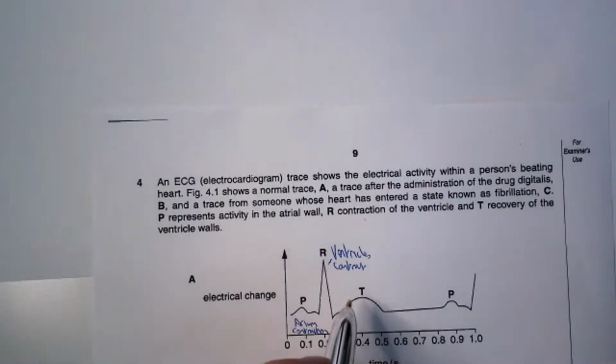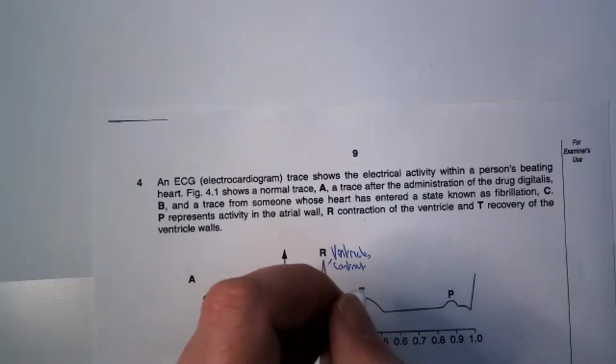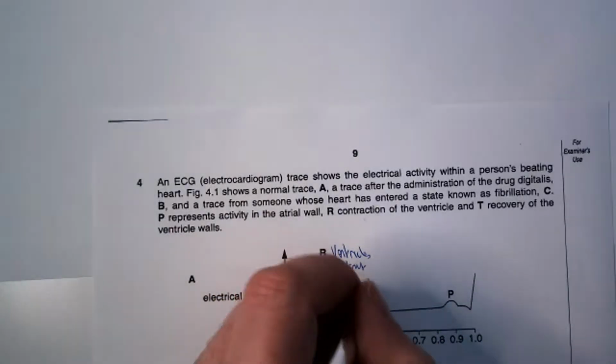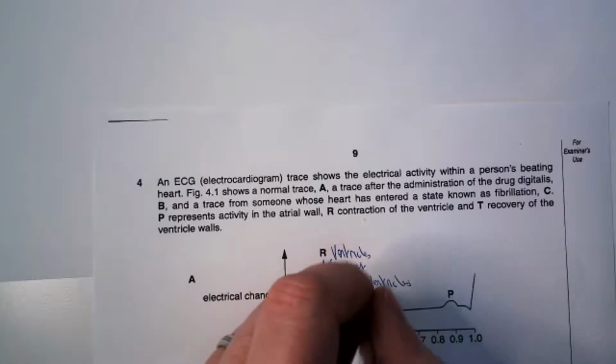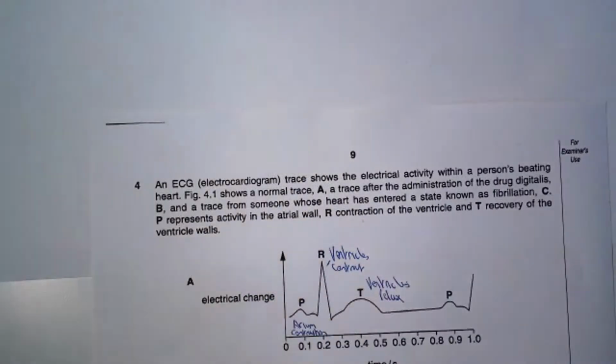And T is ventricular repolarization. So that will cause the ventricles to relax. So that's when the ventricles relax. And we can see that one wave runs from P to P.